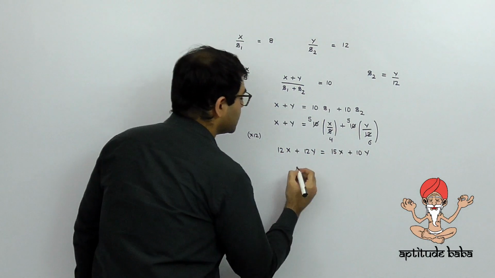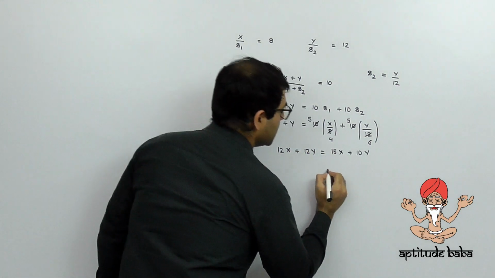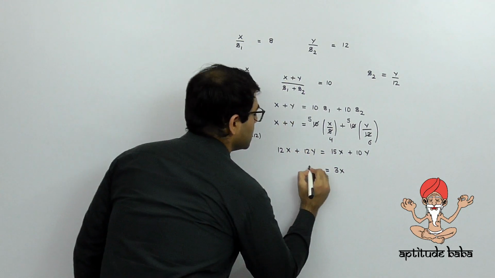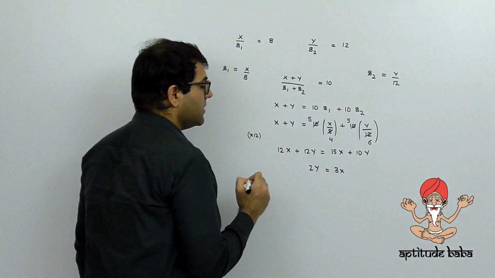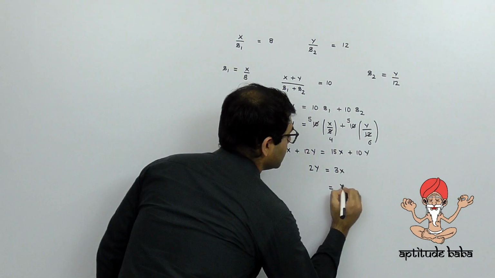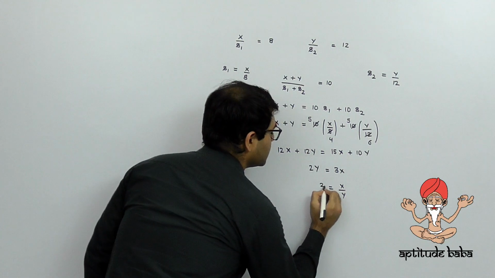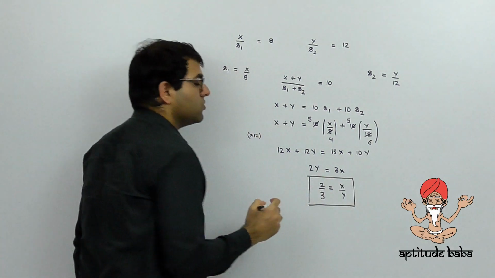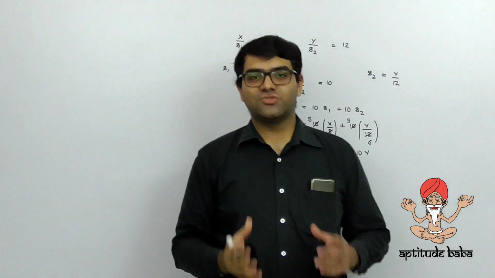x के सारे टर्म्स को एक साइड पे कर लेते हैं. So 12x उधर जाकर माइनस हो जाएगा. What do I get here is 3x. 10y इधर आकर माइनस हो जाएगा. So what do I get on the left side is 2y. Now I was required to find the ratio of x by y. The ratio of x by y ends up becoming 2:3. So the ratio of the length of the two trains is 2:3.